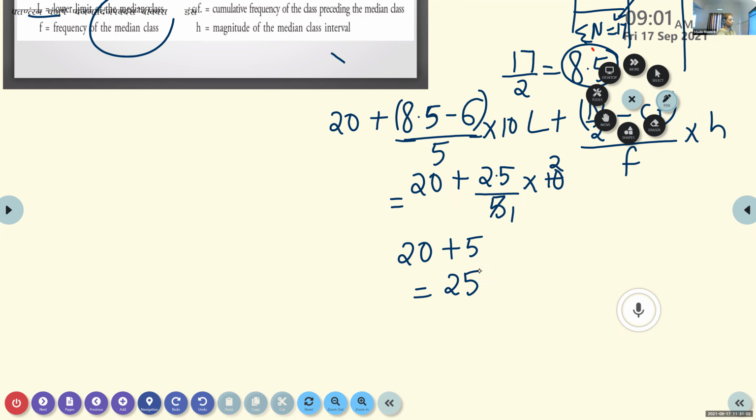All of you got that frequency? It's not 17, it is 7, the frequency of the model class we have to take. Always where F is there, we used to take the sigma F. That's why it has come like that, 17, but it is not. F means frequency of that model class.